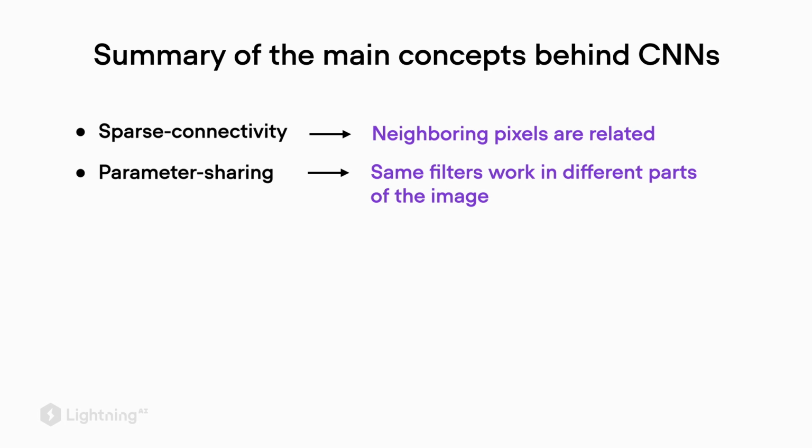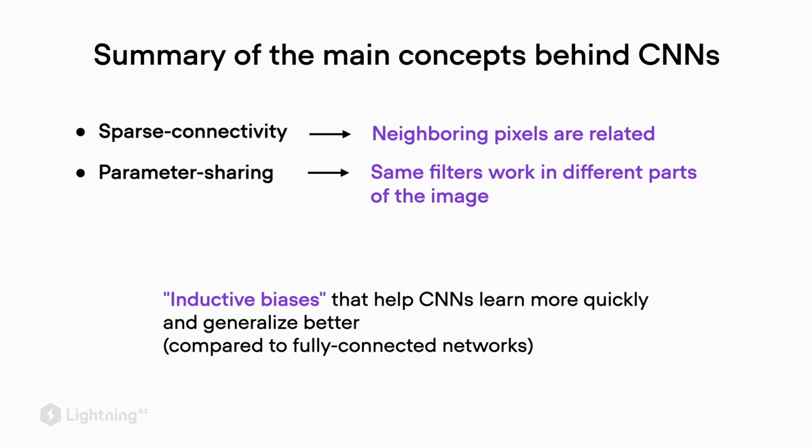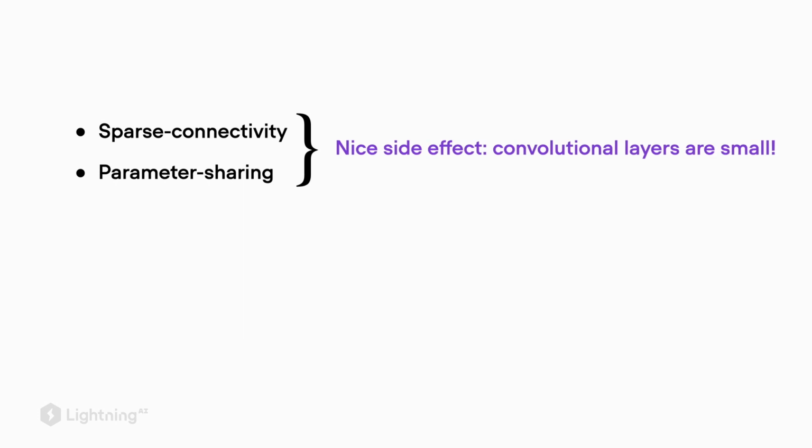So sparse connectivity and parameter sharing are assumptions we make, or in other words, we can also think of them as restrictions. We call these assumptions and restrictions inductive biases. Using these inductive biases, we actually reduce the training data that is required. In fact, a fully connected network could also learn, for example, that neighboring pixels are related, but it would need way more data to figure this out. Now, a nice side effect of these inductive biases is that convolutional layers are pretty small compared to fully connected layers. So convolutional networks are way more resource efficient than fully connected multilayer perceptrons.